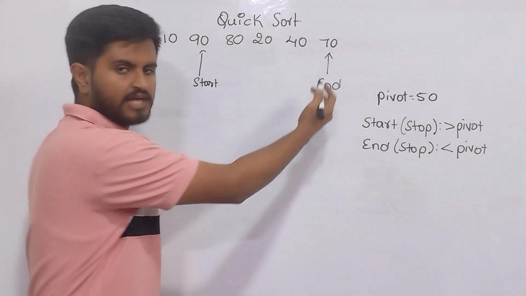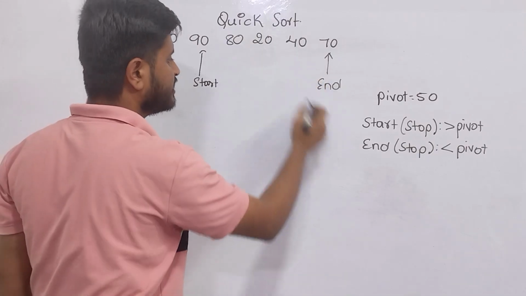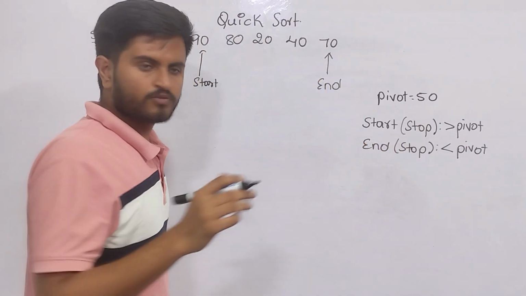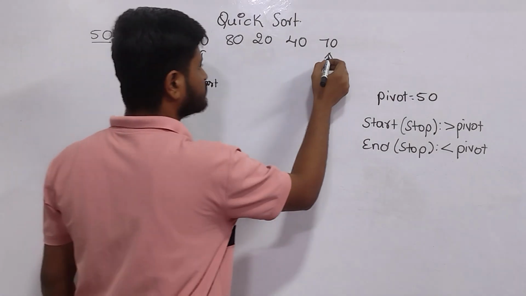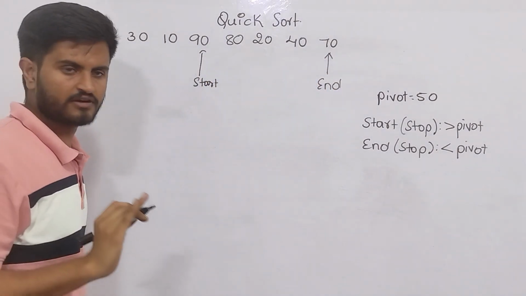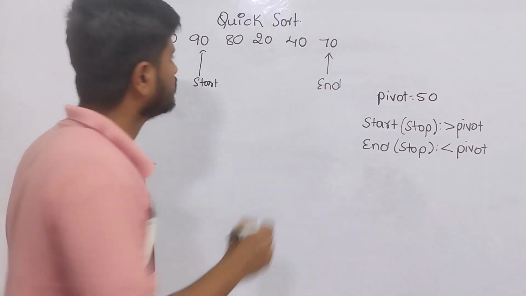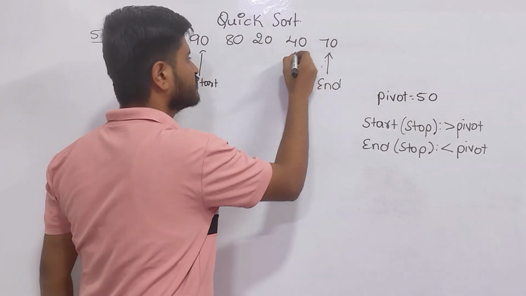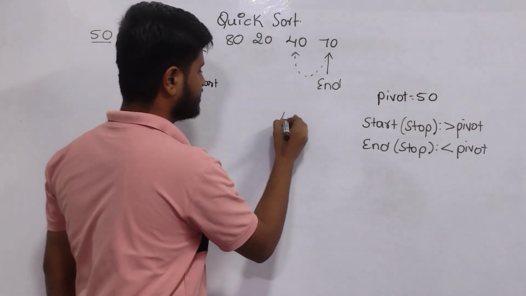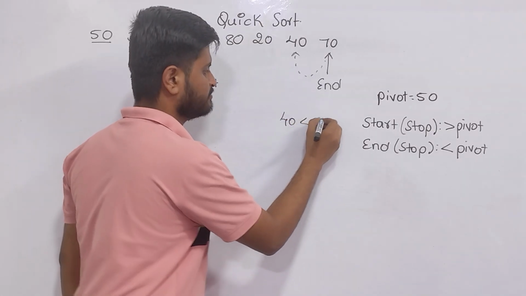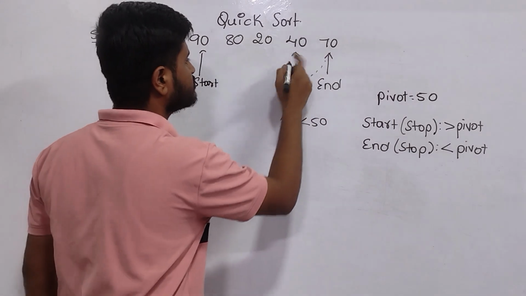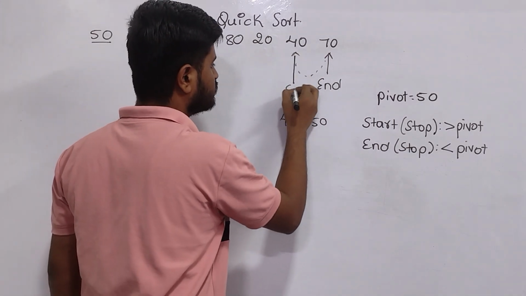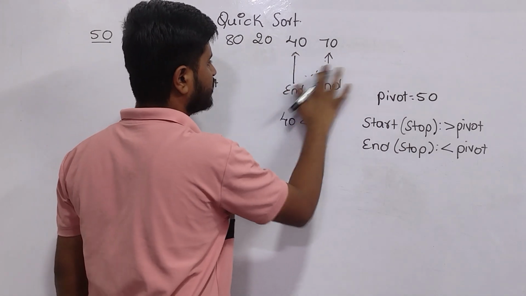Now I will move the end arrow. It will stop when the value is less than the pivot. Less than 50 means I must stop. 70 is not less than 50; 70 is greater than 50, so I will move left. Next is 40. 40 is less than 50, since the pivot element is 50. So I will stop the end here. Now my end value is 40.